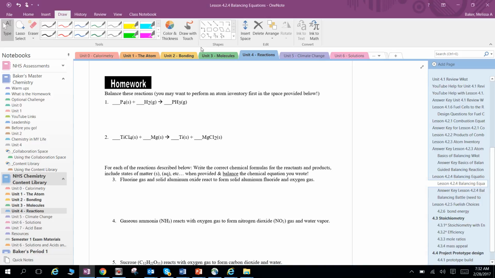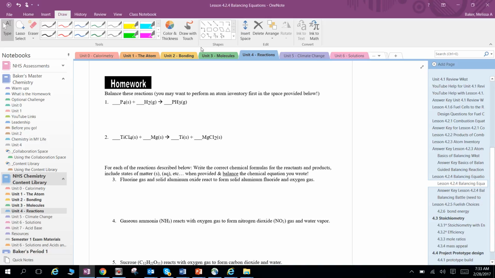Let's take a look at the homework in lesson 4.2.4. Something a little more challenging about this homework is that after questions 1 and 2, it forces you to remember how to write all of these compounds and then balance it. So I wanted to make a video for this because it's good to double check that you have the products written correctly before you start to try to balance.